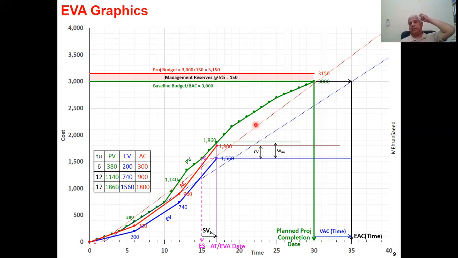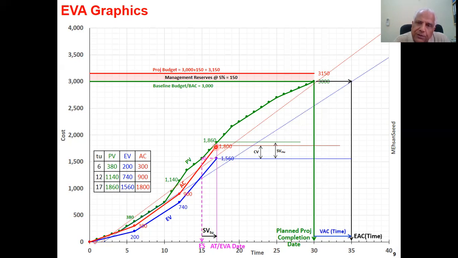Now, this also has implications. And please see this carefully. Compare the red and blue line right from the beginning, from the first earned value analysis. We earned 200 at a cost of 300. And if we see it over here, we earned 200 at a cost of 300. So from 200 to 300, an arrow going up. We earned 740 at a cost of 900, arrow going vertically up. In the third analysis, we found that we earned 1,560 at a cost of 1,800, arrow going upward.